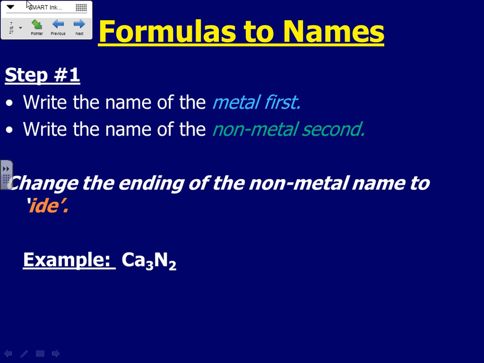What's the name of this particular compound that we have as our first example? What's the name? Yep, Megan? Yeah, it's that simple. Calcium nitride. It doesn't matter how many calciums or how many nitrogens I have, it's just calcium nitride.